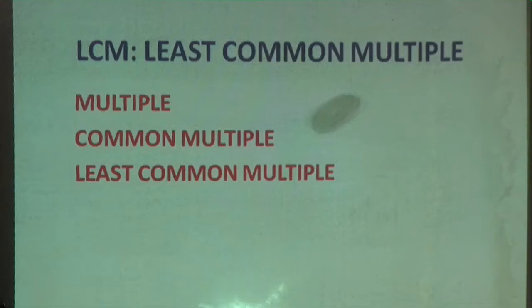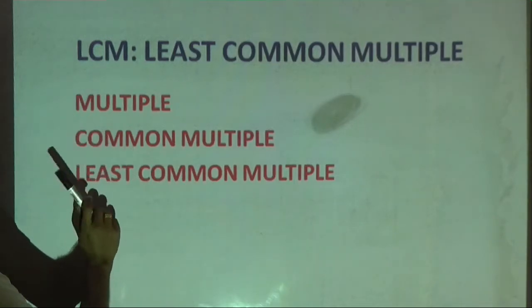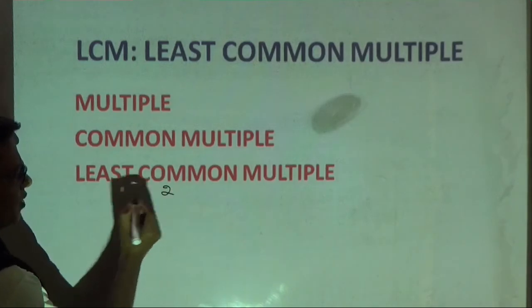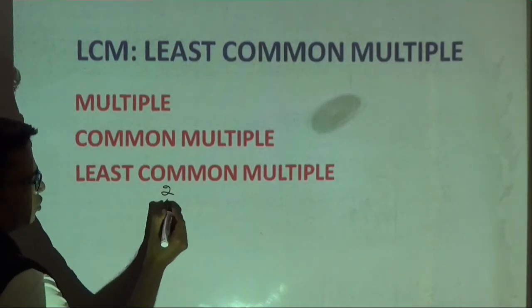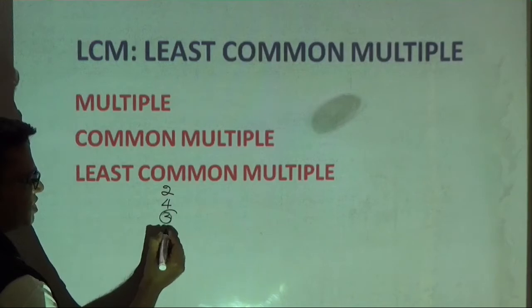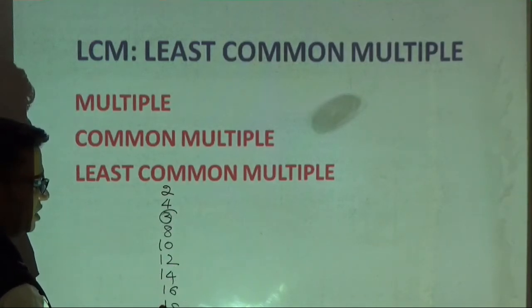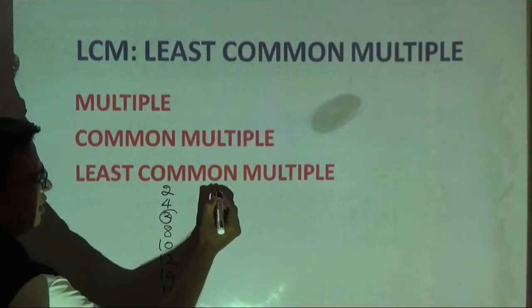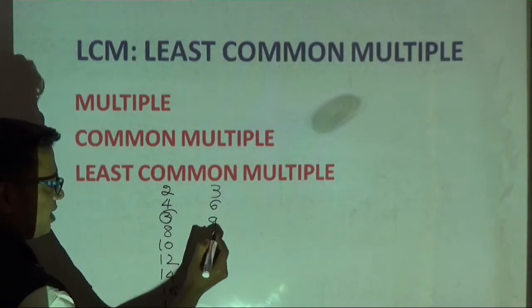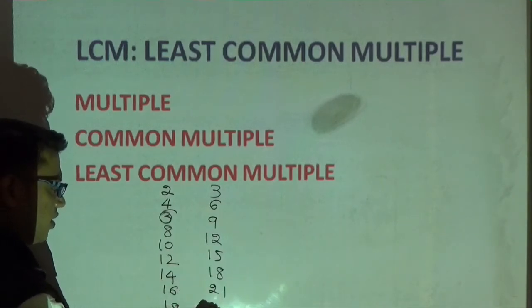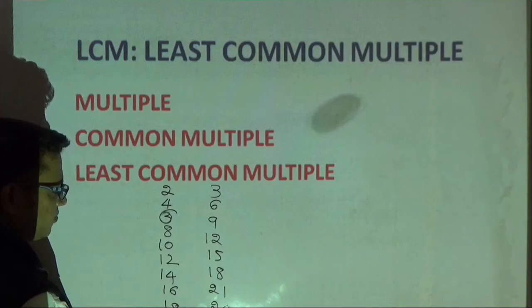I am going to teach you what we mean by LCM, what we mean by multiple, what we mean by common multiple and least common multiple, with an example. Please observe here. For the table of 2, I am going to write: 2 1s are 2, 2 2s are 4, 2 3s are 6, 2 4s are 8, 2 5s are 10, 2 6s are 12, then 14, 16, 18 and 20. Here I am going to write the table of 3: 3, 6, 9, 12, 15, 18, 21, then 24, 27, 30.